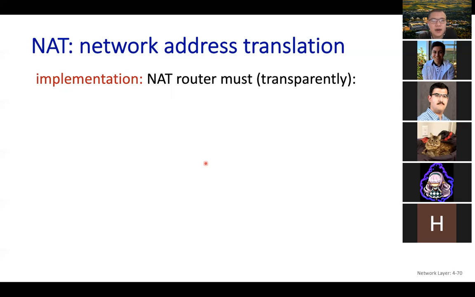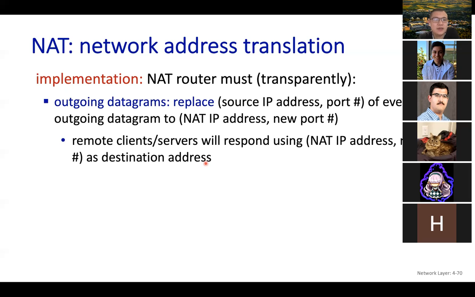The NAT router must be transparent, because as a device, you don't want to handle this. The translation should happen transparently. So for outgoing datagrams, we need to replace the source IP address and port number of every outgoing datagram with the NAT IP address and a new port number. The remote clients and servers will respond using the NAT IP address and new port number as the destination address.